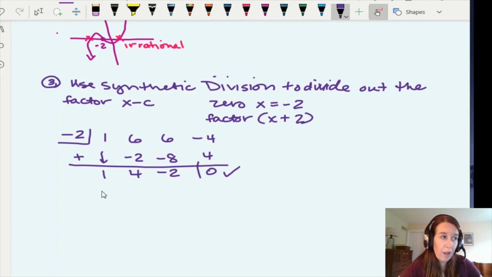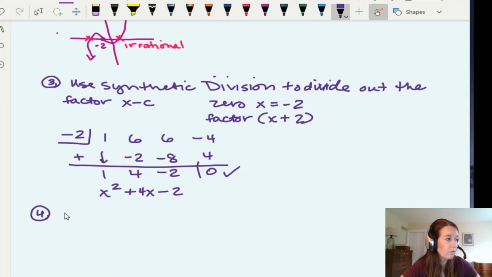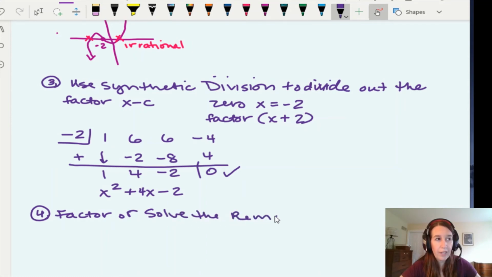And so the polynomial that we have left is x squared plus 4x minus 2. So we want to write that down because remember we divided the cubic by the factor x plus 2, so the degree goes down 1 degree. All right, so step 4 is factor or solve the remaining quadratic.